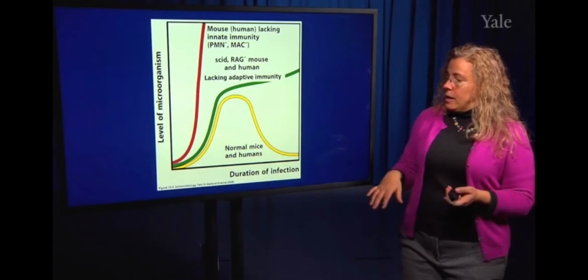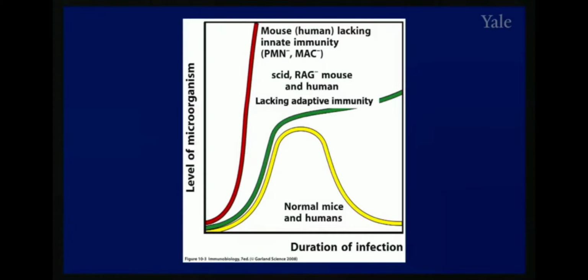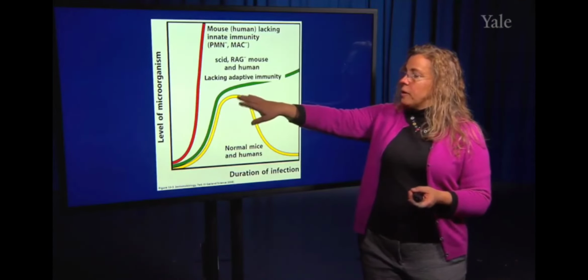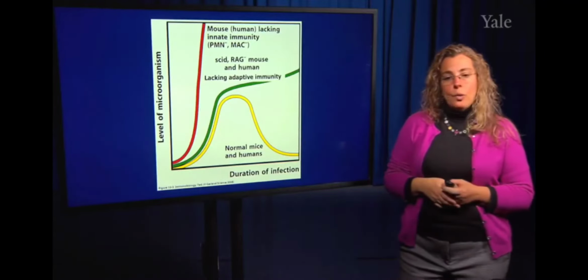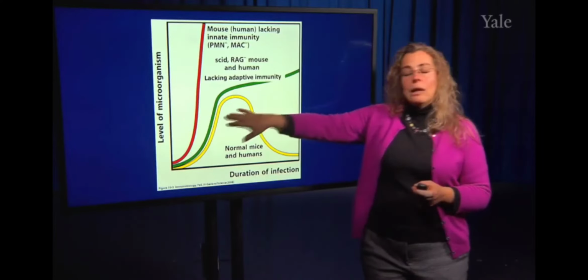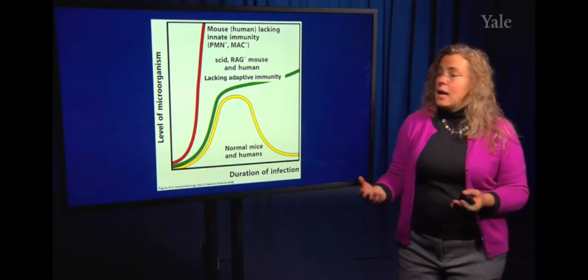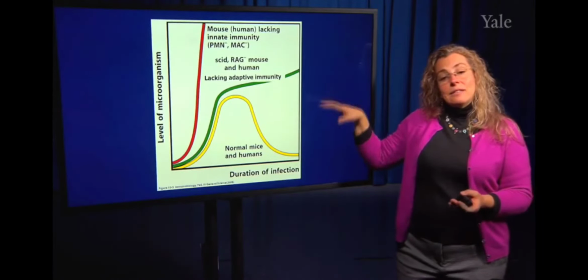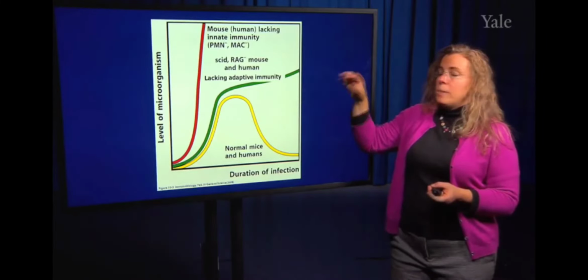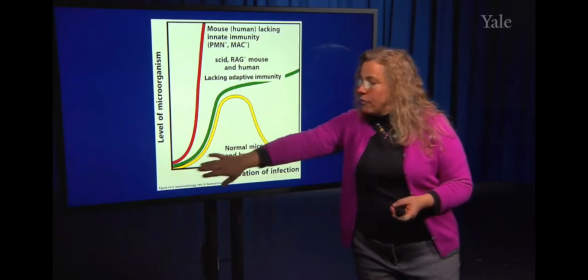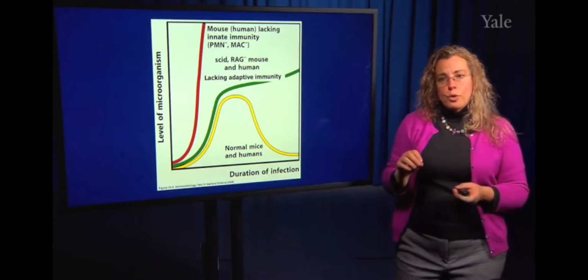Now, in normal mice or in people, if they have a normal immune system, they'll have a microorganism that they're infected with. It will start to grow up, the immune system will start to take care of it, and it will go away. If you're lacking adaptive immunity, the beginning control of the pathogen is not affected. But without adaptive immunity, the pathogen will just stay consistent in your body because you can't eliminate it. However, without an innate immune response, very quickly the pathogen grows out of control.